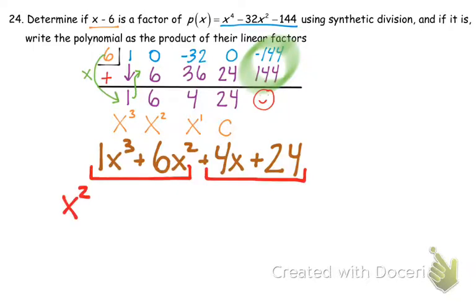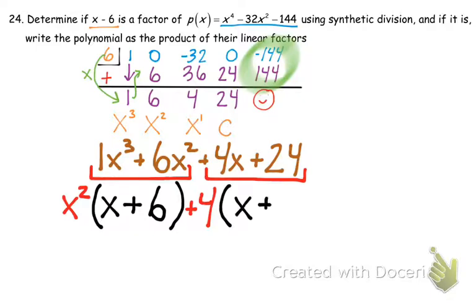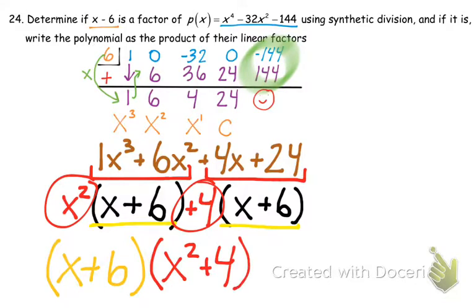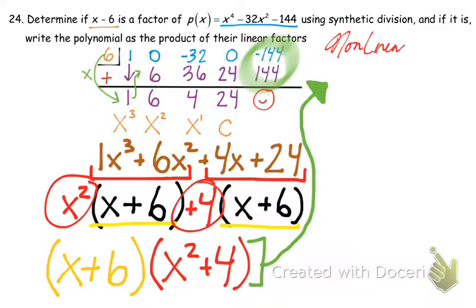So in our first set of 2 terms, we'll take out an x squared, and we're left with x plus 6. In the second set of 2 terms, we'll take out a plus 4, and also left with x plus 6. x plus 6 is a common factor, so that's my first factor, and x squared plus 4 is what's left over when you factor out the x plus 6, so that's my second factor. So far we have all of these factors, x plus 6, x minus 6, and x squared plus 4.